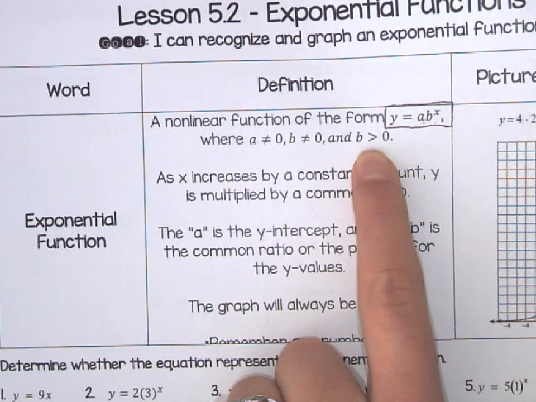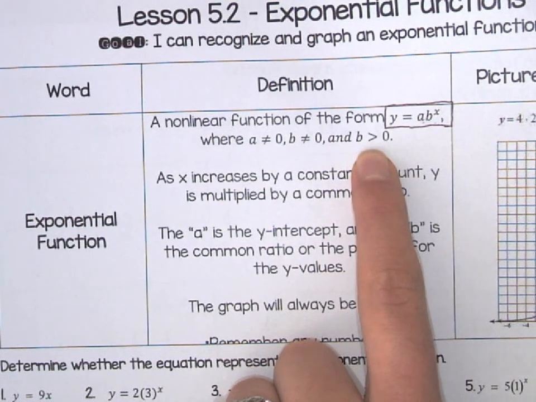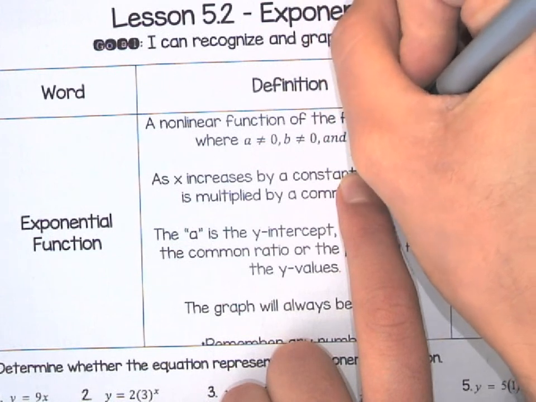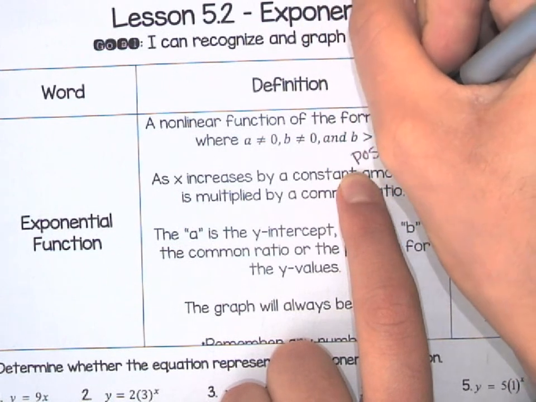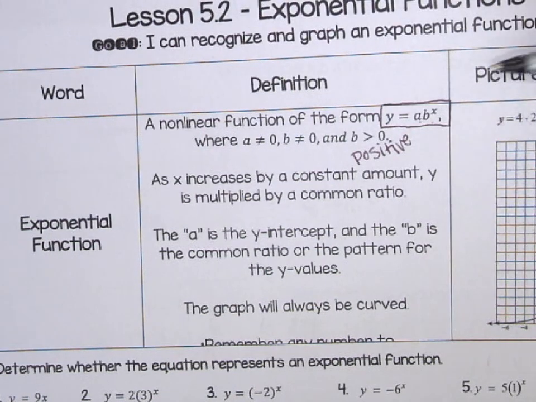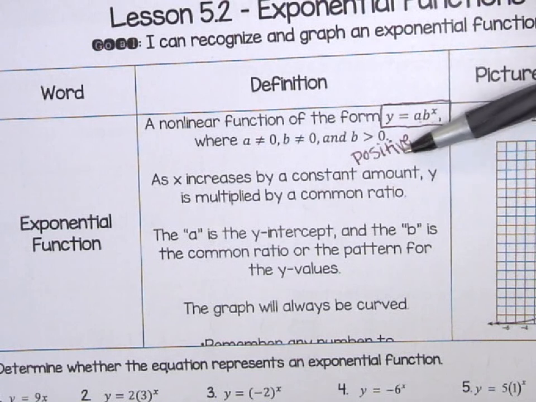And we want b to be greater than 0. What that means is it can be any number bigger than 0. The type of numbers that are bigger than 0 are positive. B has to be a positive number in order for this to work. If it's negative, it'll have a pattern. It would even form a geometric sequence like we saw in 5.1, but it's not going to be exponential. And we can talk about why in just a little bit.